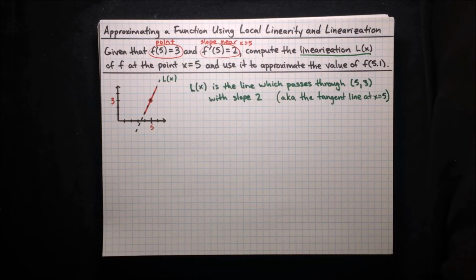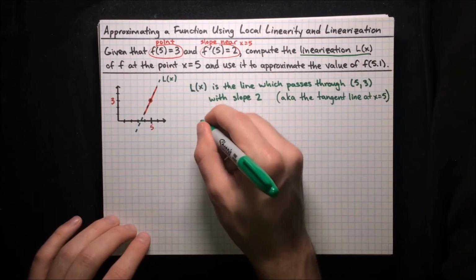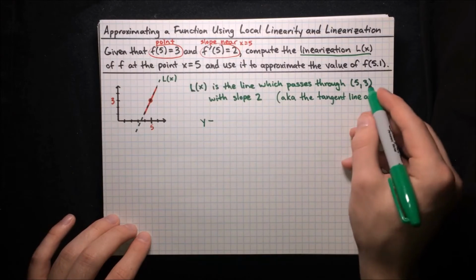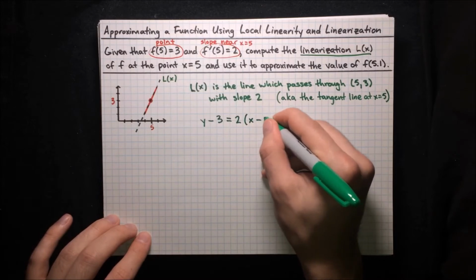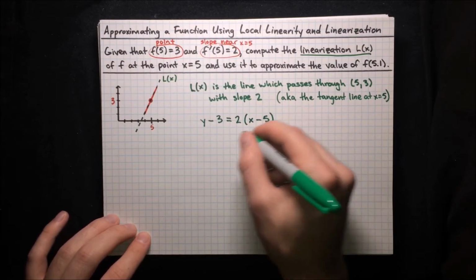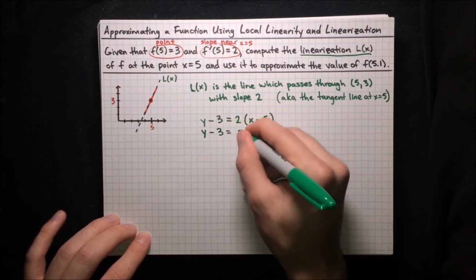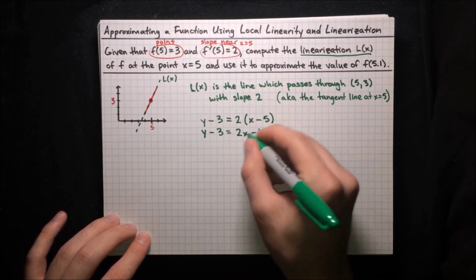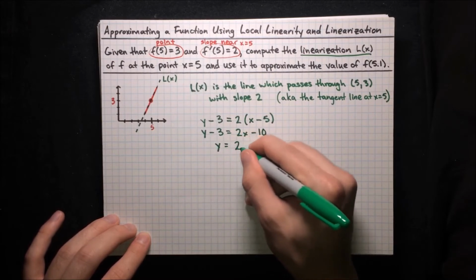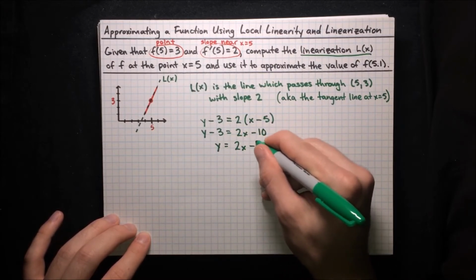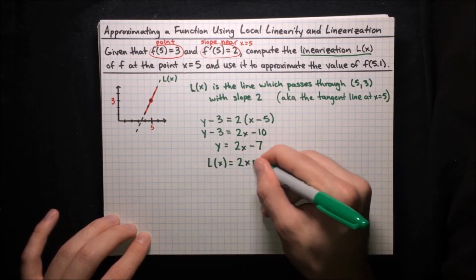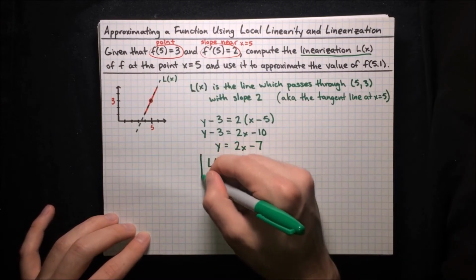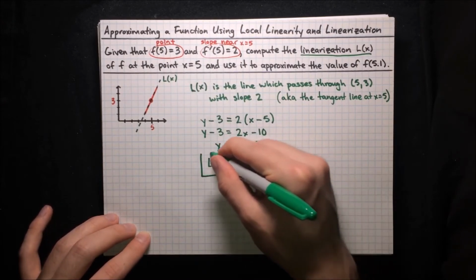Since we have a point and a slope for this line, we can just go ahead and use point-slope form. So in point-slope form, we have that y minus the y-coordinate, 3, is equal to the slope, 2, times x minus the x-coordinate, 5. And we just go ahead and simplify. y minus 3 equals 2x minus 10, then add 3 to both sides. y equals 2x minus 10 plus 3, which makes 2x minus 7. So there's our linearization. L of x is equal to 2x minus 7. That's the tangent line of the function f at the point x equals 5.